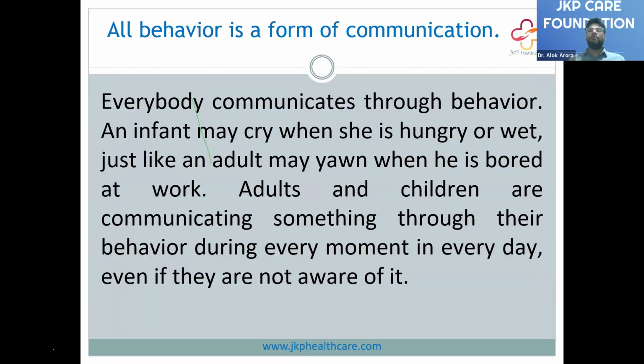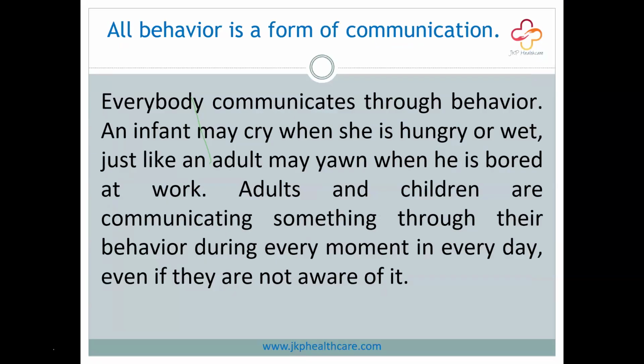Now coming to the behavior management. This was the autism management altogether, but now coming to the behavior management. What is behavior? Behavior is just a form of communication. If I look at you and I smile, that is a behavior that shows I'm happy to have met you.